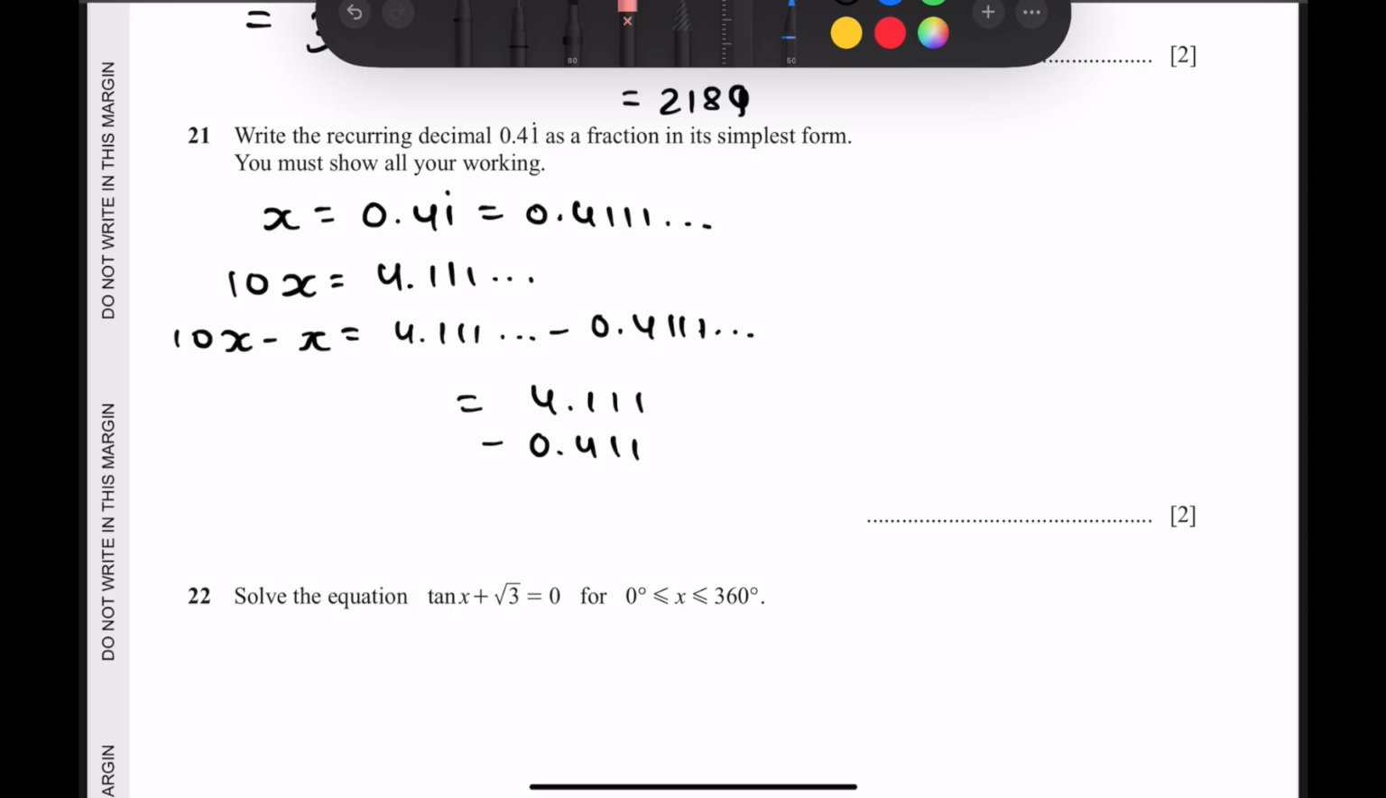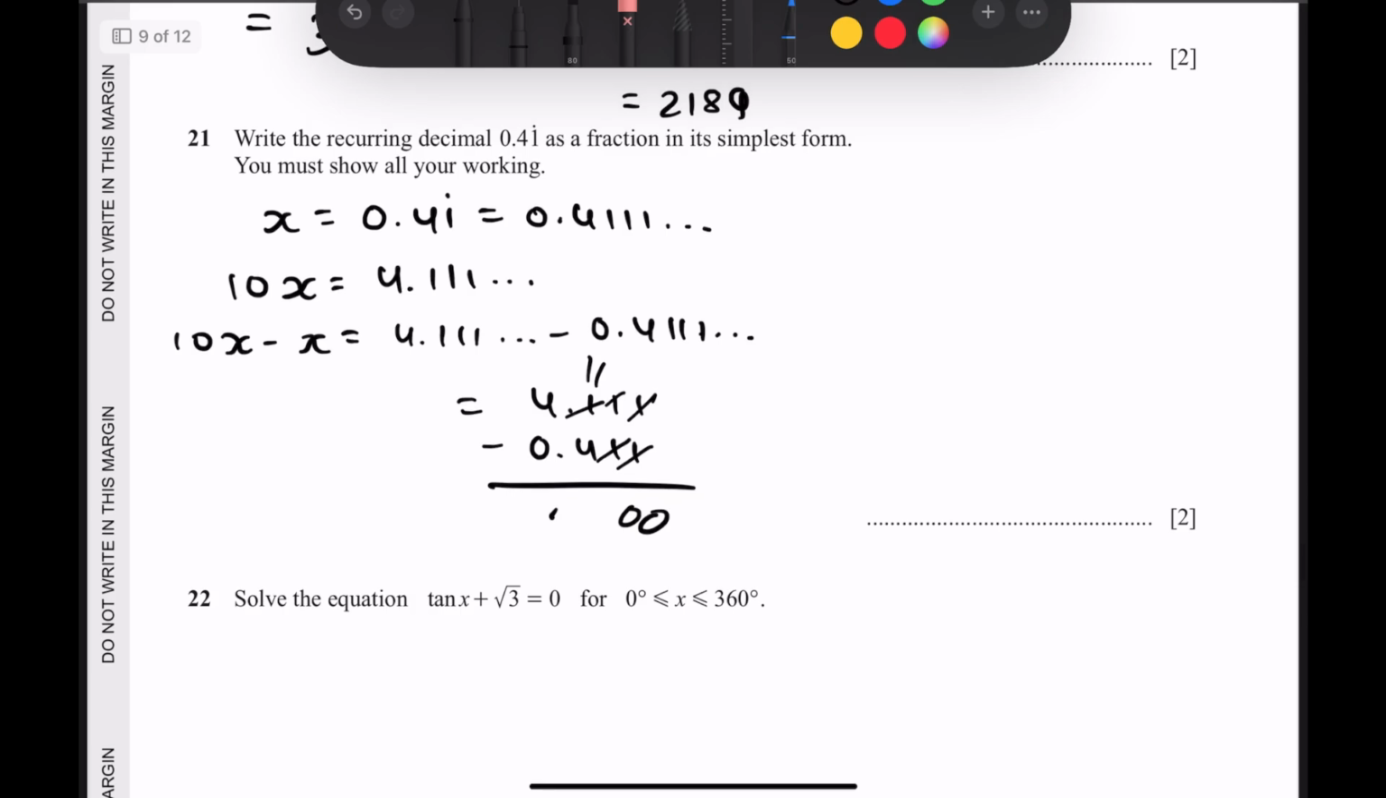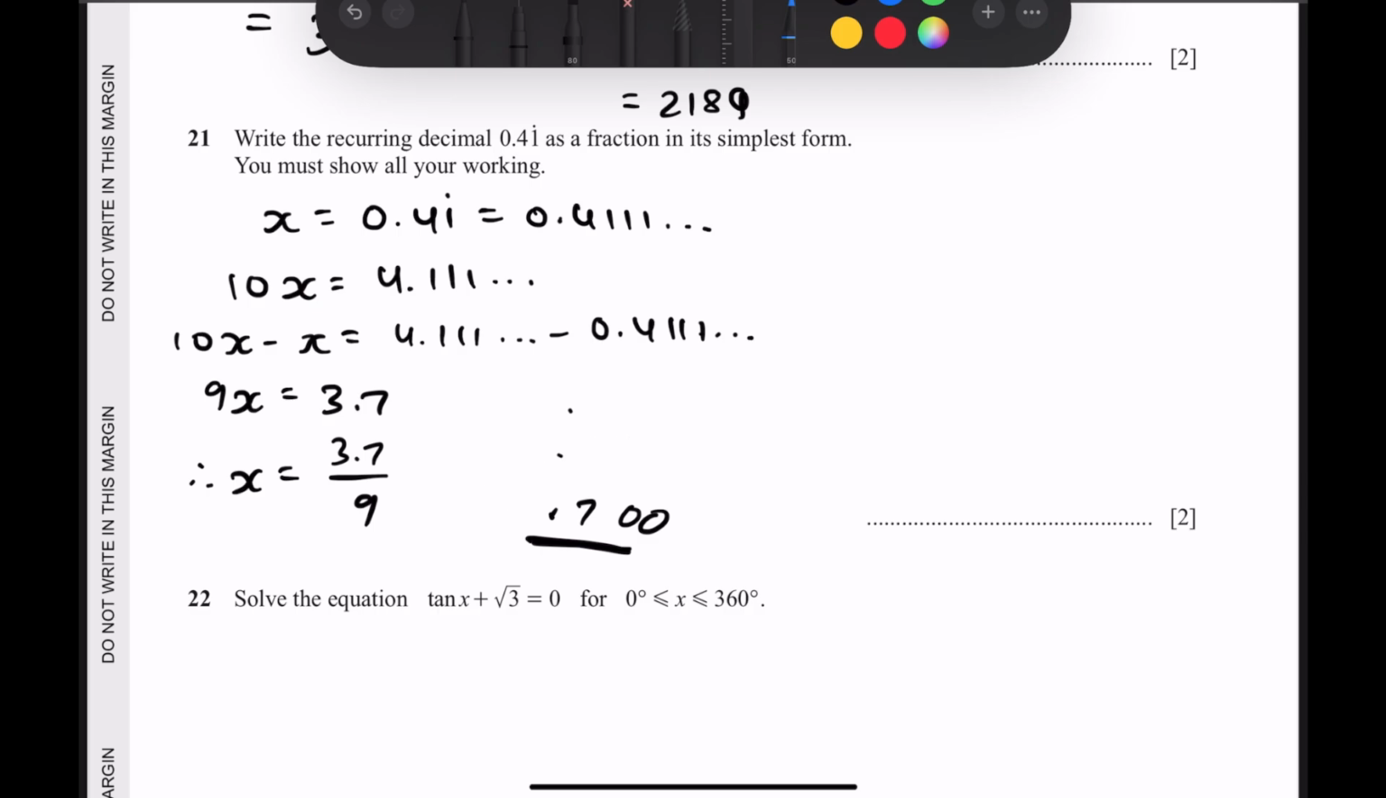So 1 gets cancelled off, 1 gets cancelled off, 0, 0. 1 becomes 11, since this is basic primary school subtraction. 4.1 minus 0.4: 11 minus 4 is equal to 7, and 4 becomes a 3, so 3.7. Therefore, 9x is equal to 3.7. Therefore, x is equal to 3.7 divided by 9. Let me first erase this working over here. So x is equal to 37 by 90.